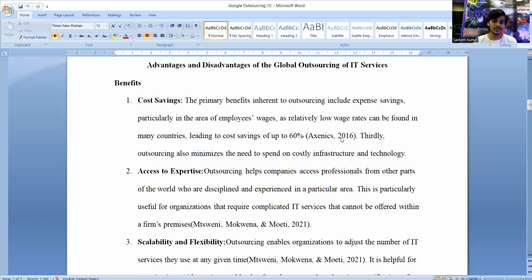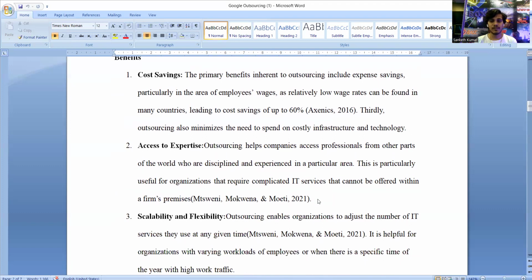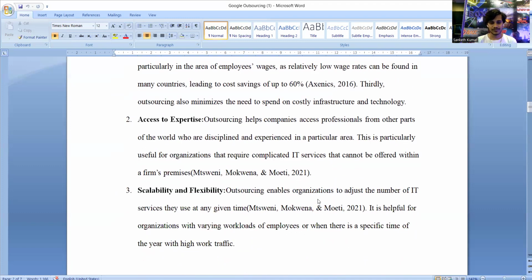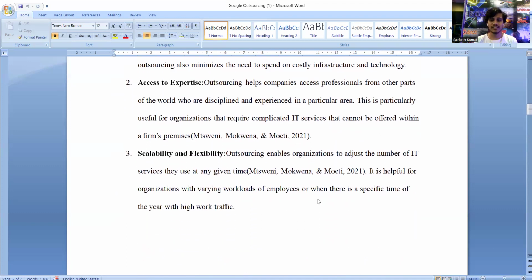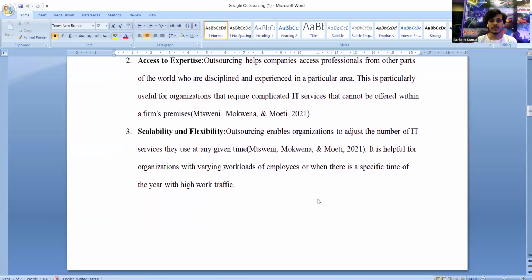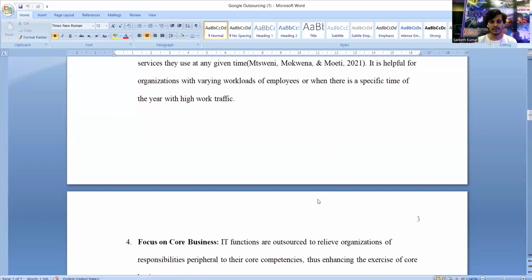Second one, access to expertise. Outsourcing helps companies access professionals from other parts of the world who are disciplined and experienced in a particular area. This is particularly useful for organizations that require complicated IT services that cannot be offered within the firm's premises. Third is the scalability and flexibility. Outsourcing enables organizations to adjust the number of IT employees with varying workloads, or when there is a specific time of the year with high work traffic.